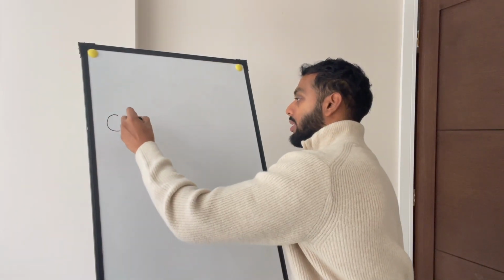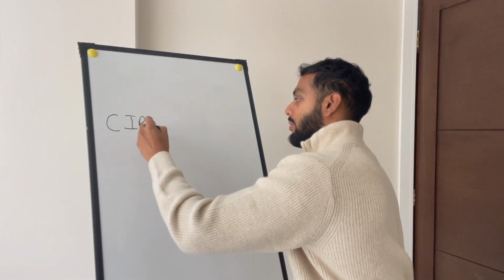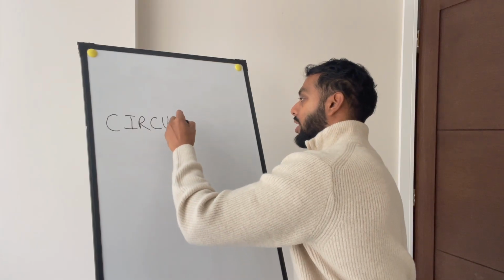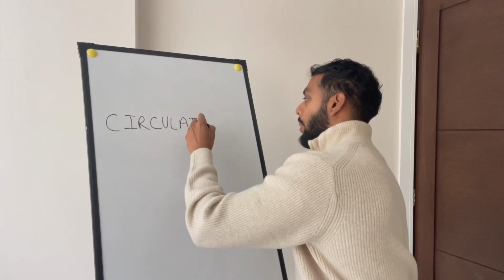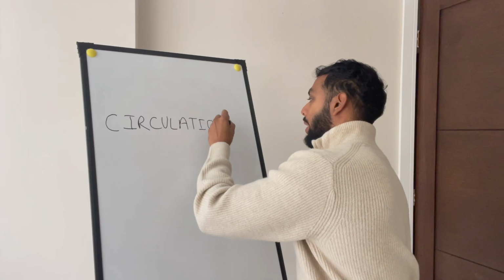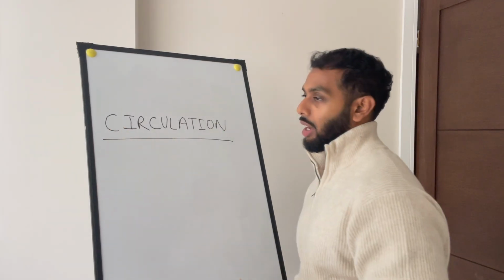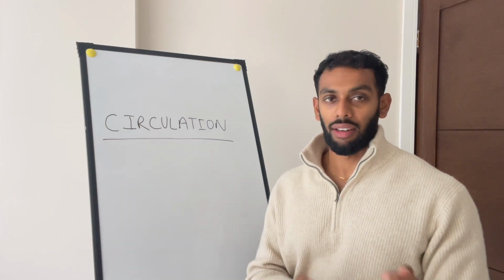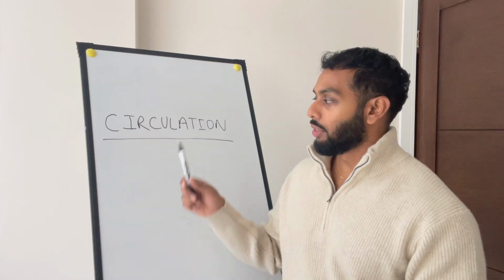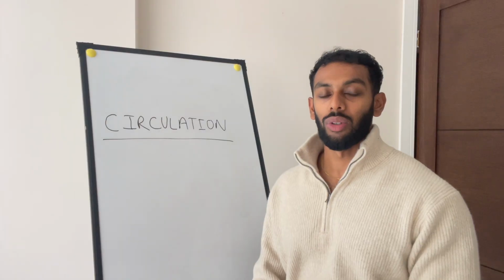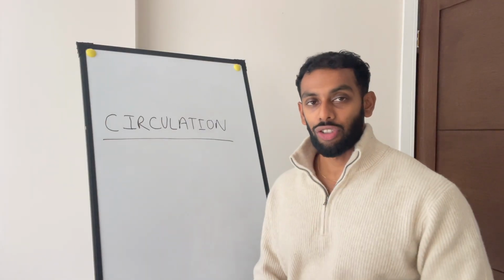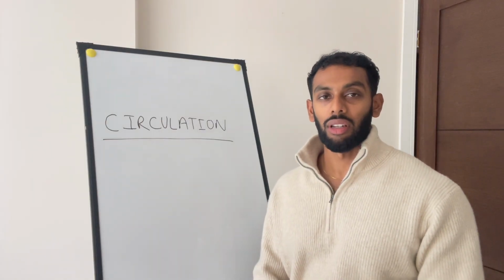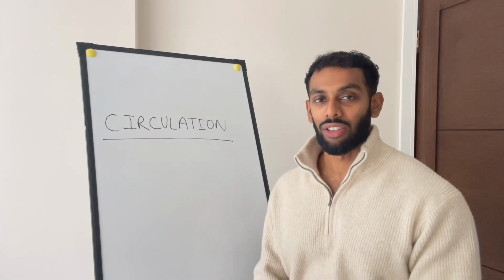And C is circulation. So circulation is basically about the pump and the fluid. And by pump and fluid, I mean the heart and the blood that is circulating. So at the level of circulation, all you want to do is make sure that there is efficient circulation in the patient's body, which is maintaining their vital organs.